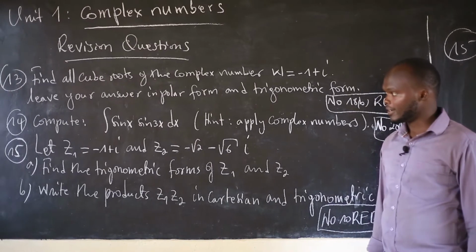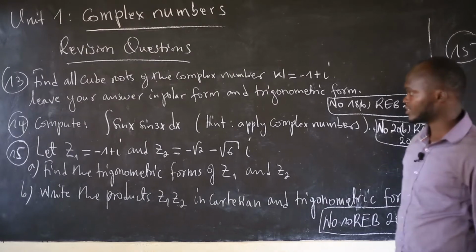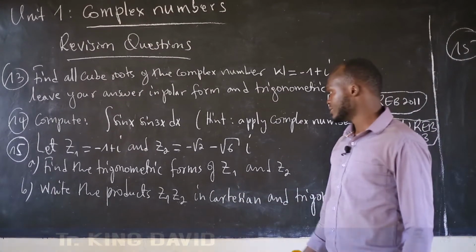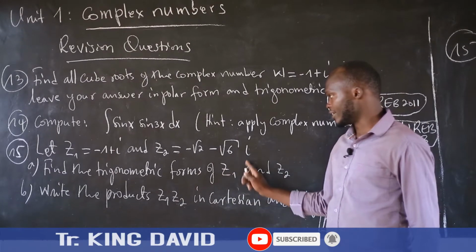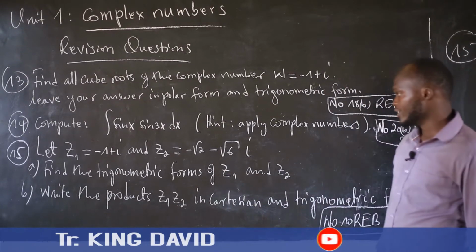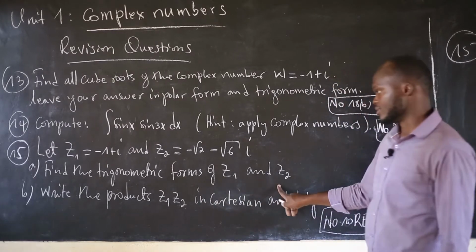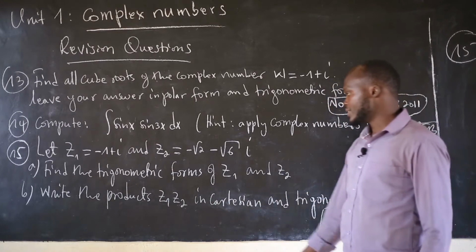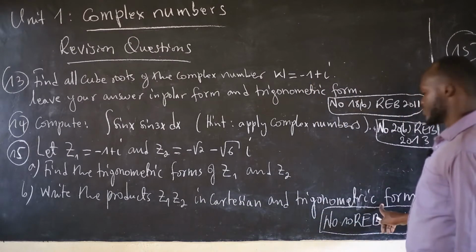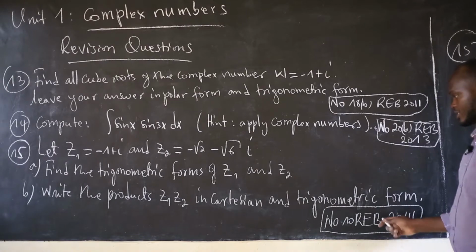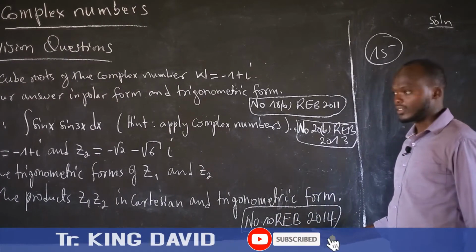So let's go to number 15. Number 15 is saying we have z1 equal to negative 1 plus i, and z2 equal to negative root 2 minus root 6i. 15a, find trigonometric forms of z1 and z2. B, write the product z1 and z2 in the Cartesian and the trigonometric form. So this number, you can find it on, it is number 10, Lab 2014.